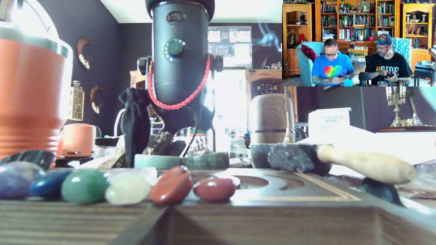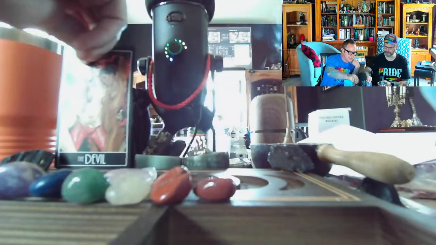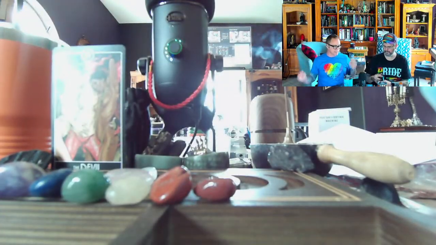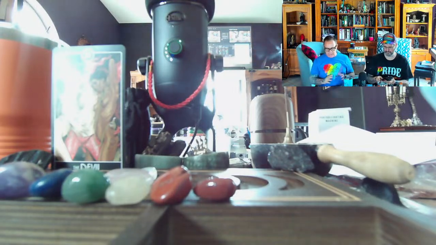All right, I need one more shuffle. All right. Well, maybe yours will help shed some light on mine. I have pulled... looks like somebody has a fun day coming. Okay, this is the diversity tarot. It's the Devil, and it's the lesbianic devil.